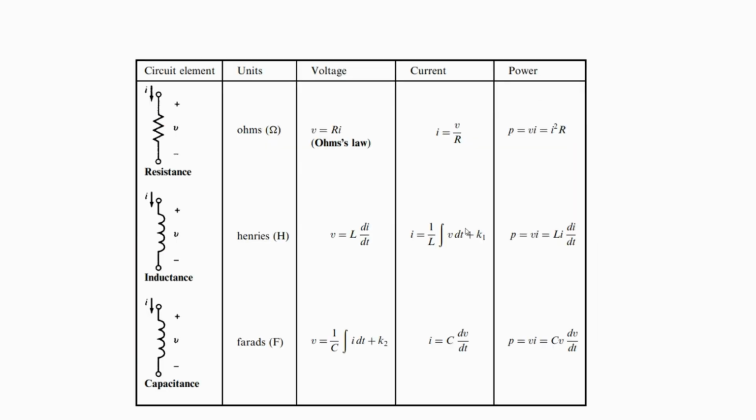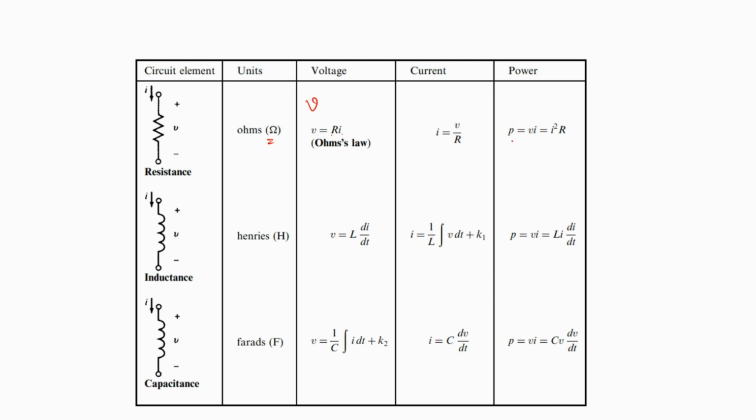So I came across this wonderful summary in Schaum's series of all the circuit elements and the relations between voltage, current, and power. So as far as the resistance is concerned, the unit of resistance is ohms and it follows Ohm's law. So we get the expression: the voltage is equal to the product of resistance into current, V is equal to IR. So therefore, obviously from this we can rearrange and find out that I is equal to V by R.